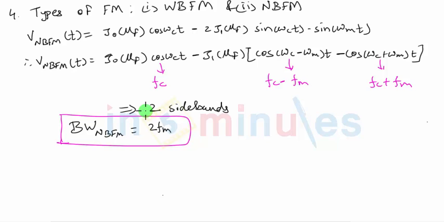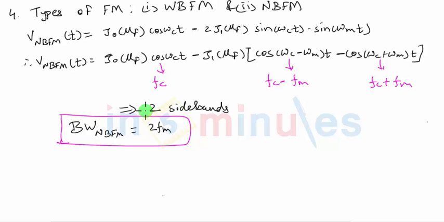In case of wideband FM, whatever FM that we have discussed till now, we will simply call it wideband FM. So in wideband FM, we would want to transmit more number of sidebands, and that will be as per the Carson's rule of bandwidth. So what will be bandwidth of wideband FM? It is same as the bandwidth given by the Carson's rule.